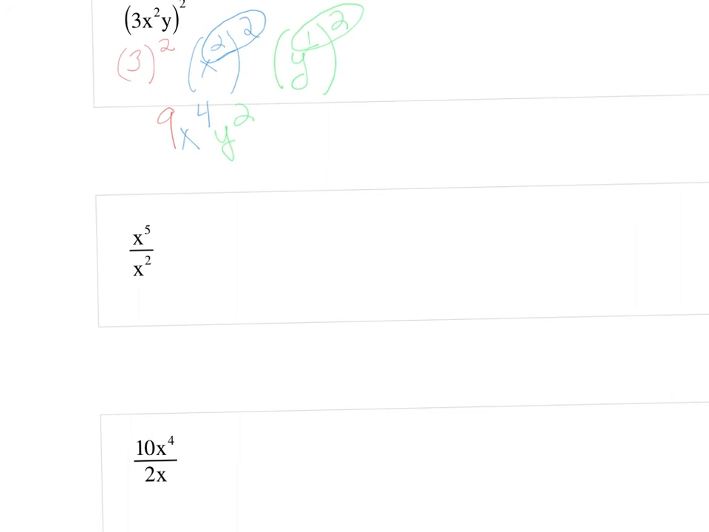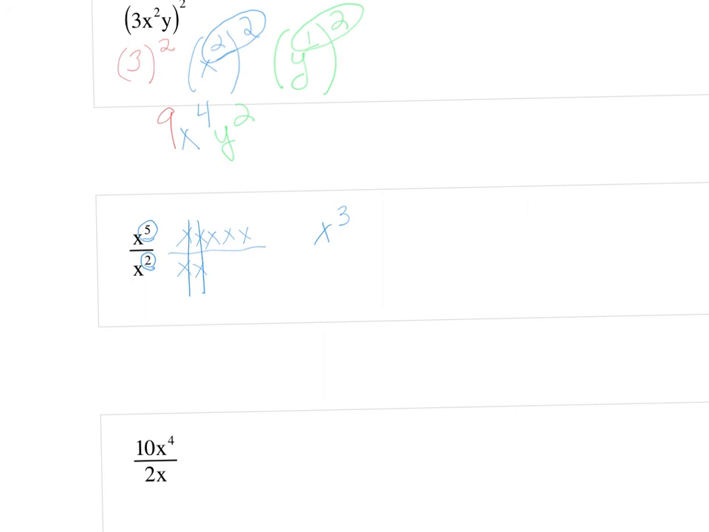If we look at our next problem here, if we forget what to do when we are dividing like bases with exponents, if we wrote out our x to the fifth in expanded notation and our x to the second in expanded notation, we could see that this x would cancel out and this x would cancel out. And what I would be left with is x to the third. And what the shortcut is here is to subtract these two exponents.